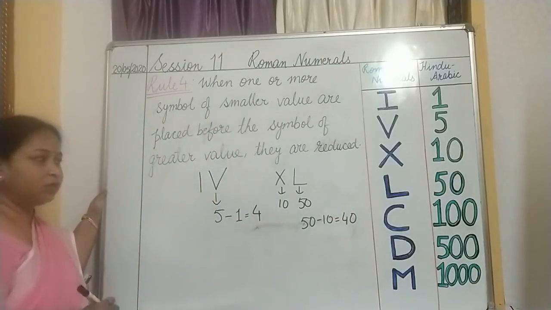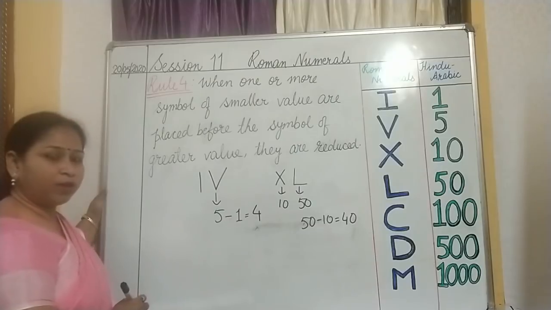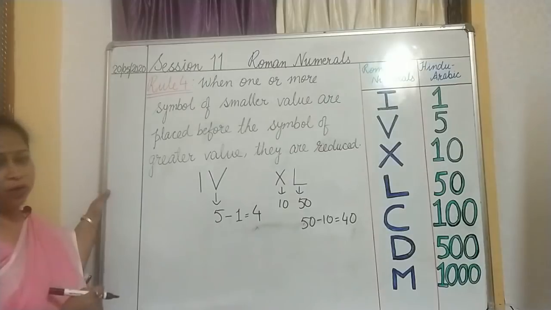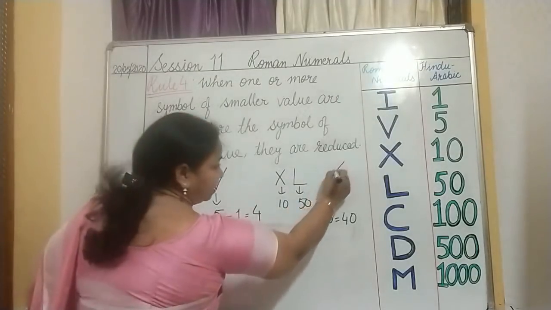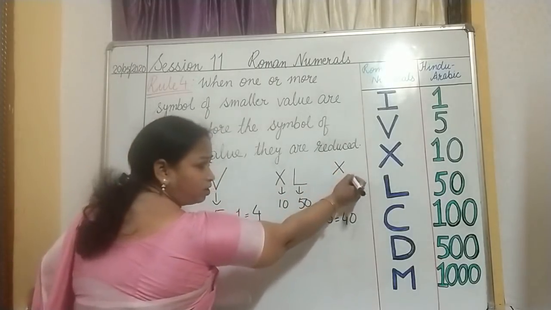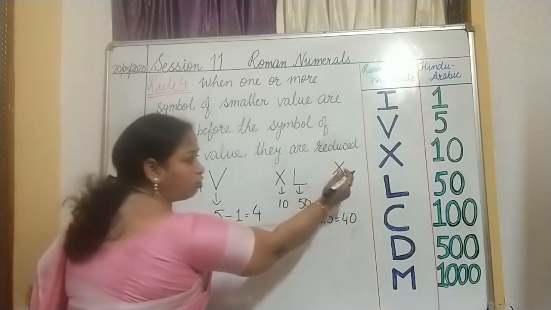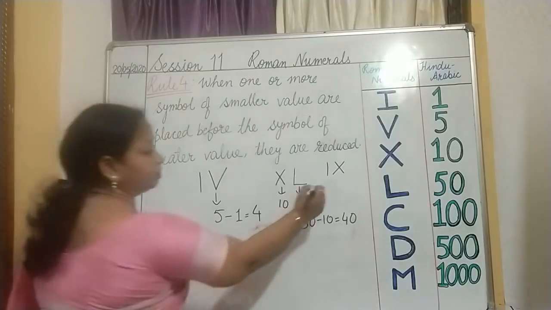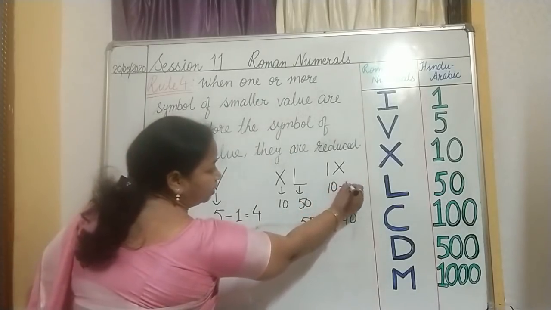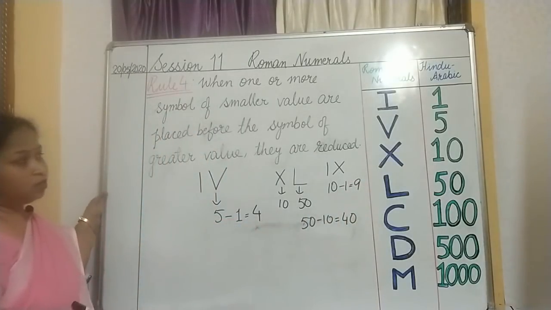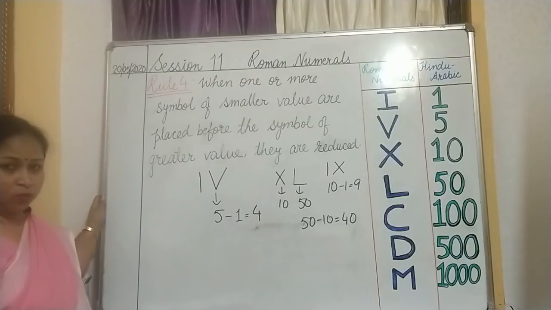How do we write 9, children? For 9 what can we do? What is the value of 10? And from 10 if I subtract 1, what will you get? 9 of course, isn't it? So write X over here, this means 10. If I place I after it, we will be adding. Instead of writing after, if I write before, what will it be? 10 minus 1 and the answer will be 9. So I hope the rules are clear now, okay.